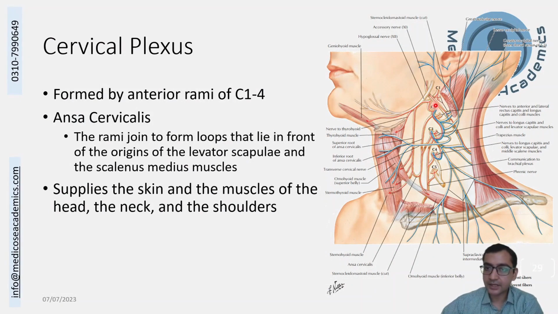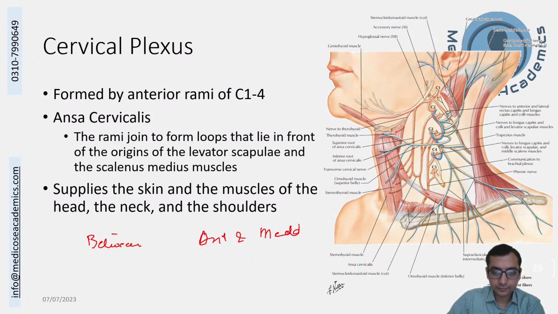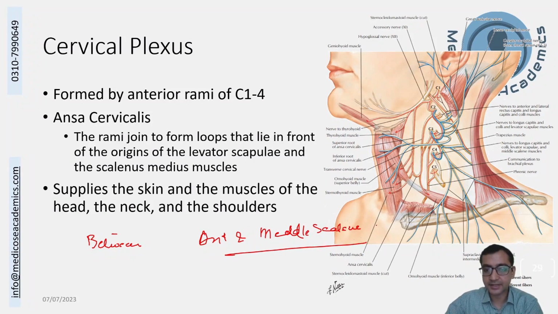The roots are coming from the anterior rami of C1, C2, C3, and C4. They are mostly coming from this. C5 onwards is part of the brachial plexus. The other point is its location in terms of muscles. It is between the anterior and middle scalene muscles, so it is anterior to the middle and posterior to the anterior scalenus muscle. The fact that it is coming from anterior rami is true for all plexi.